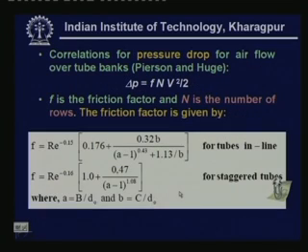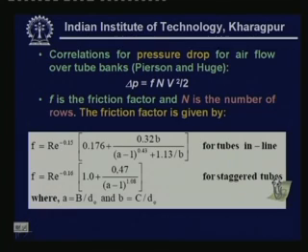And correlations for pressure drop for airflow over tube banks. Okay, we have seen the pressure drop correlation for fin surfaces. So, now the pressure drop correlation for tube banks is given by this expression. It is suggested by Pearson and Hughes, and here delta P is given by F N V square by 2, where F is the friction factor and N is the number of rows. Okay, so, you can see that the pressure drop depends upon the number of rows.